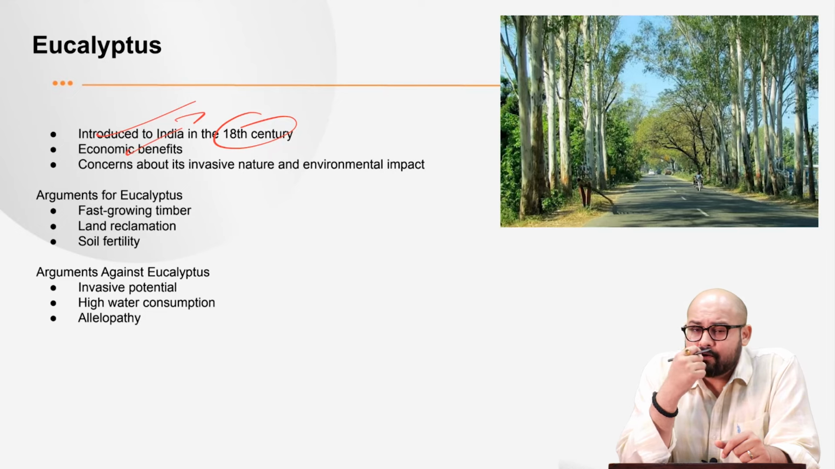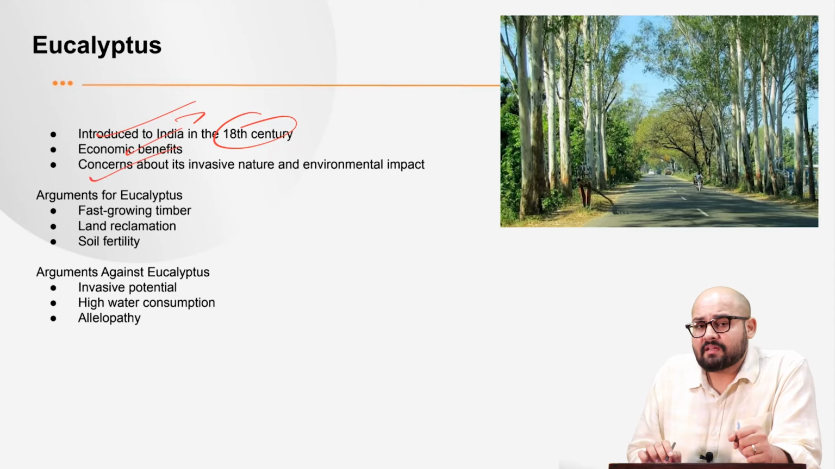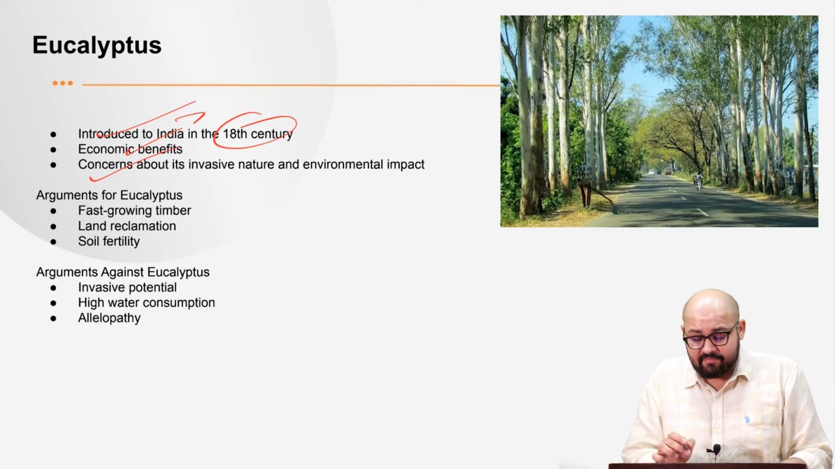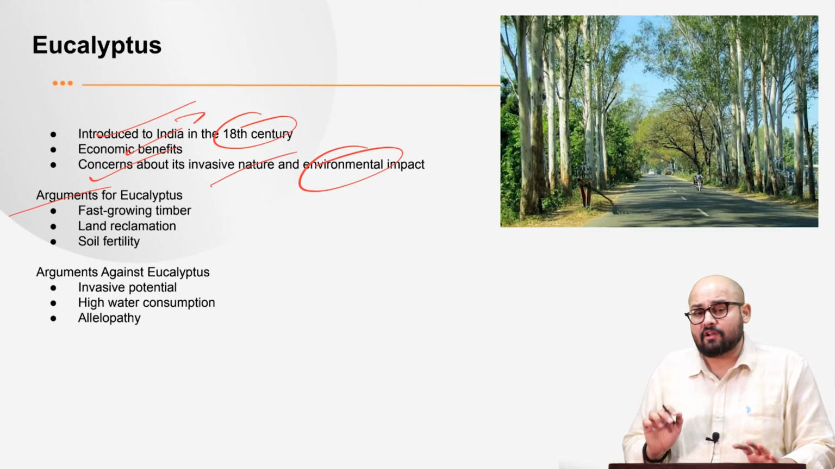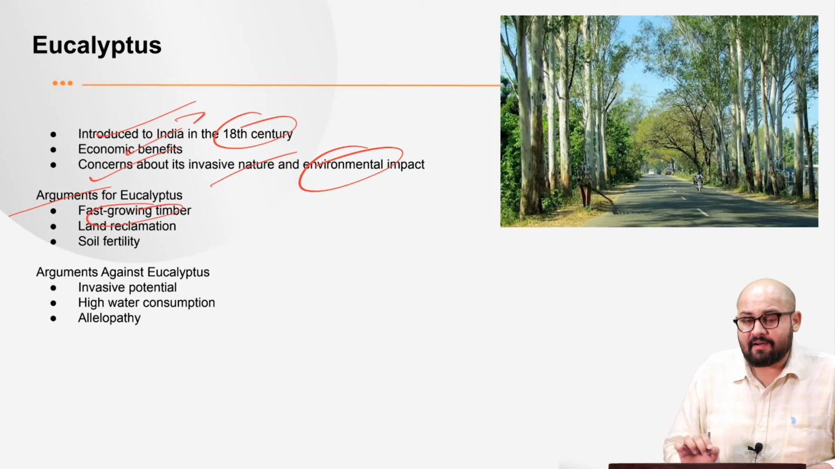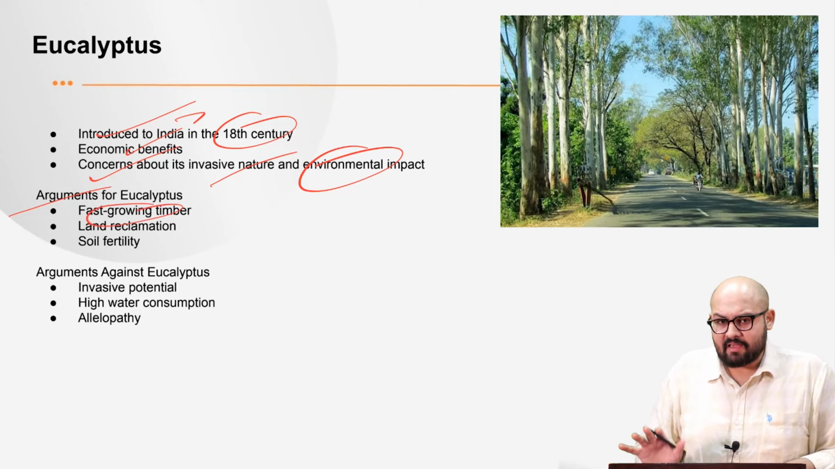It is also a sort of firewood, right? But at the same time, we have the concerns with respect to its invasive nature and its environmental impact. So if we talk about the arguments in favor of eucalyptus, the first is it has fast-growing timber. Thus, it helps a lot in the paper and pulp industry and for firewood, right?